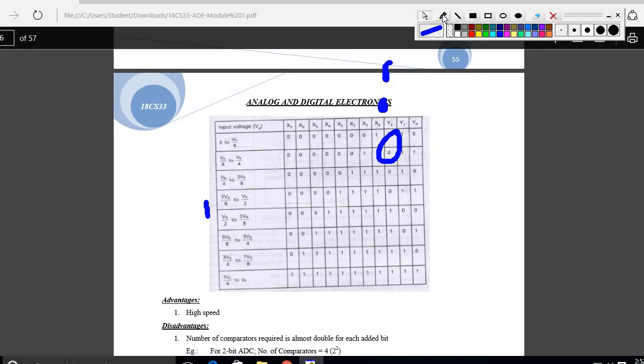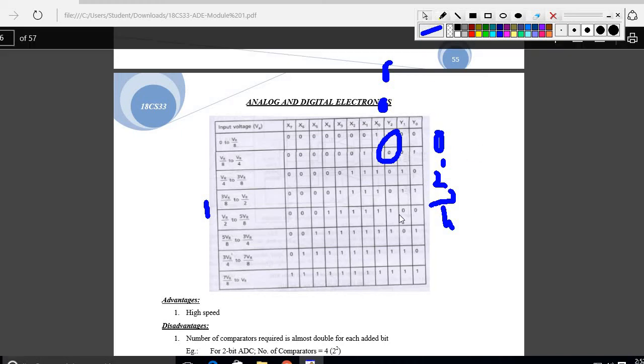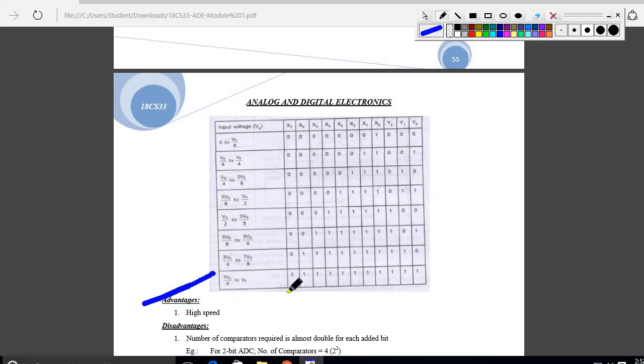So what is the decimal notation of this one? This one is 0, this one is 1, this one is 2, 3, 4, like that it goes on up to 7. Is it clear? So what is the advantage of using the 3-bit flash ADC exactly? It is high speed. So this one is what exactly? High speed.